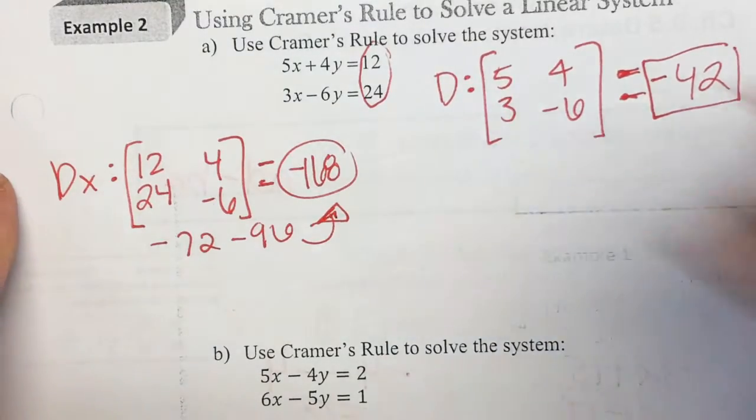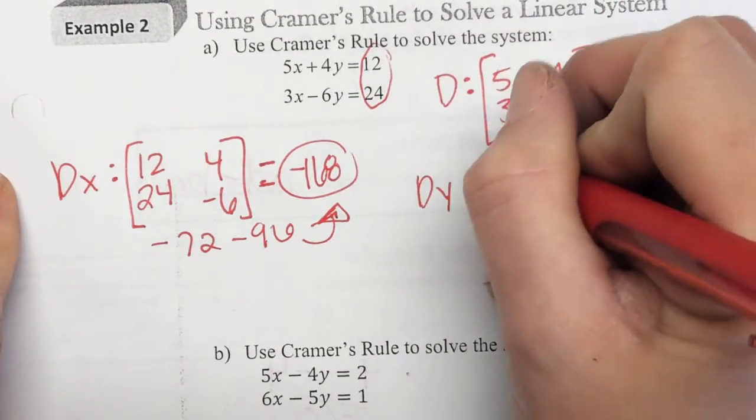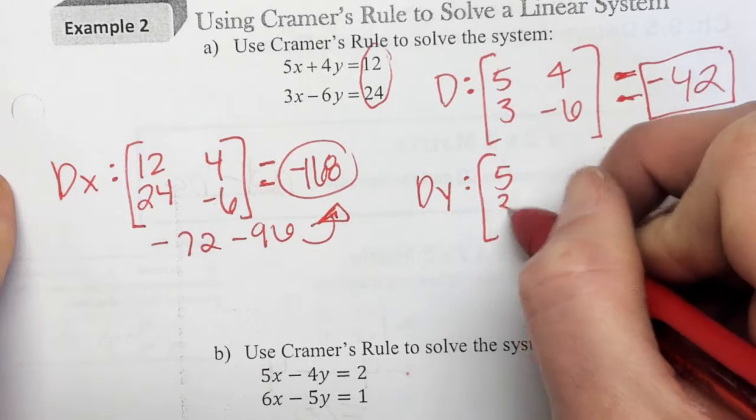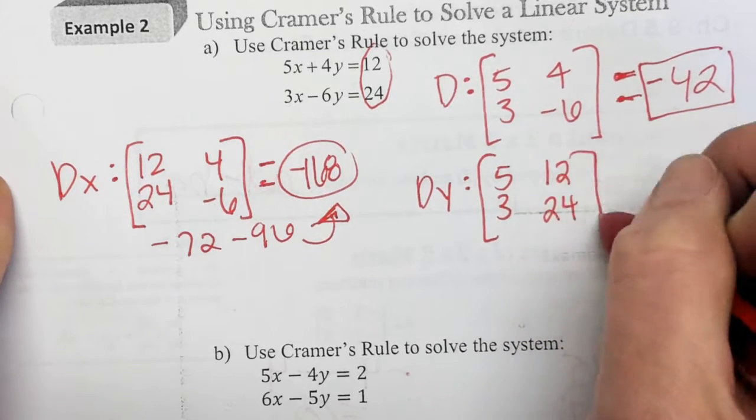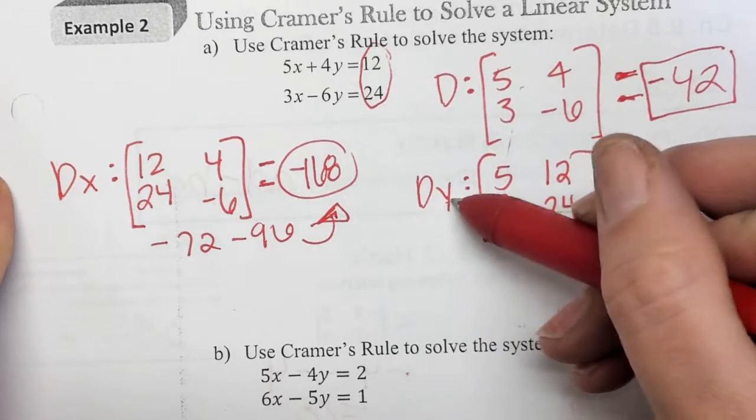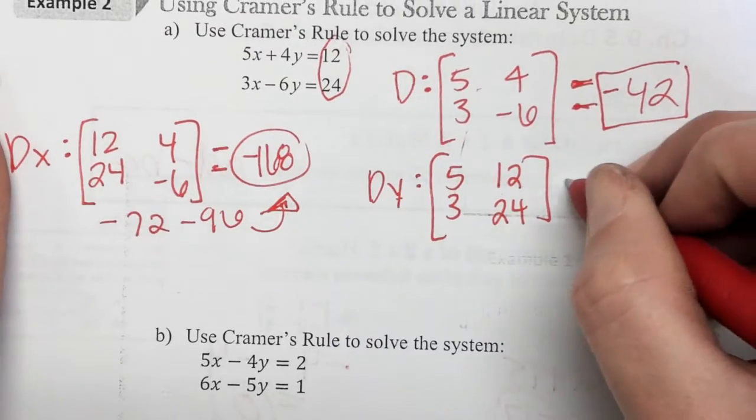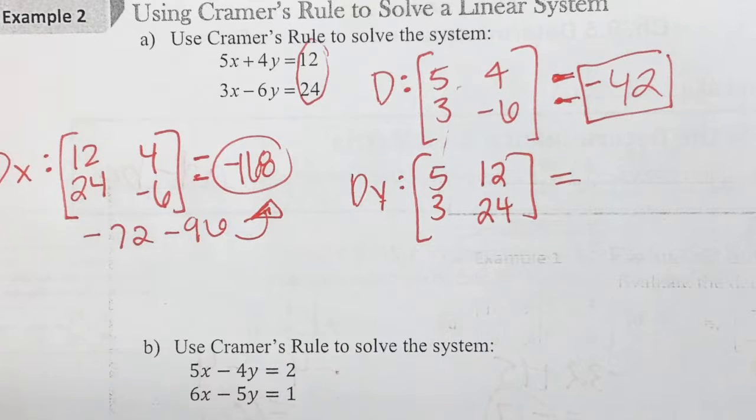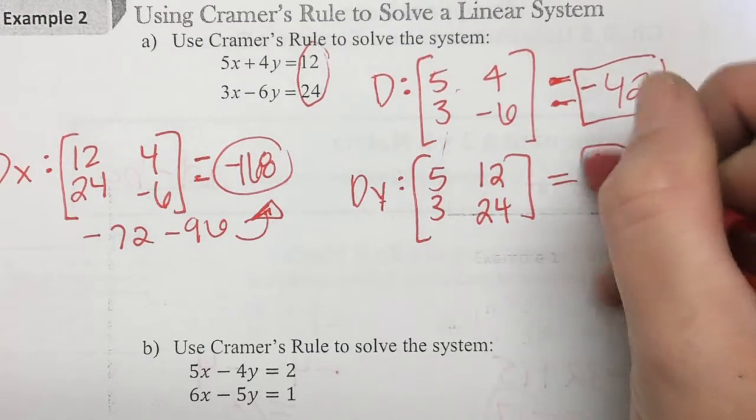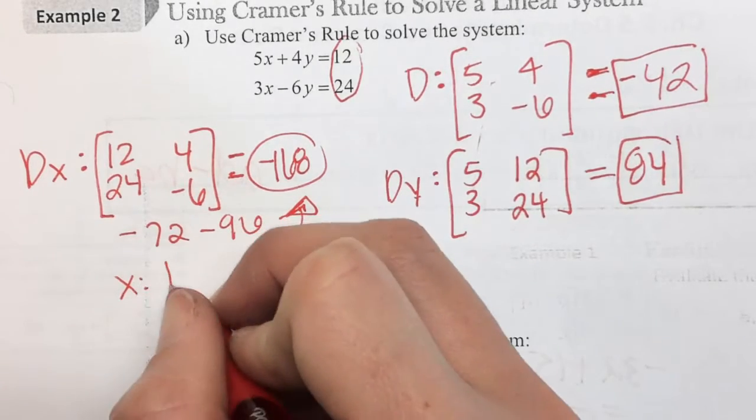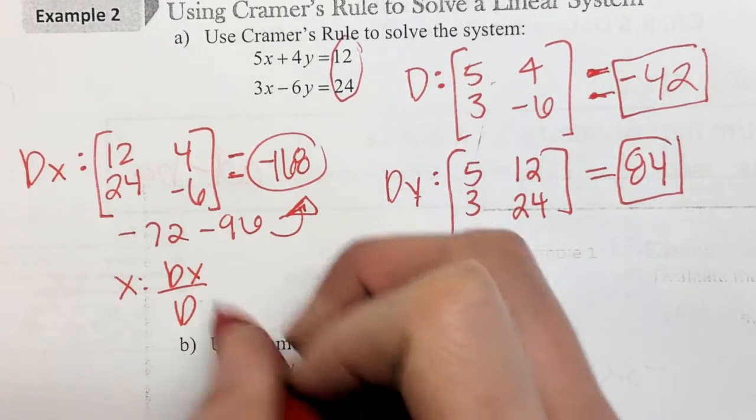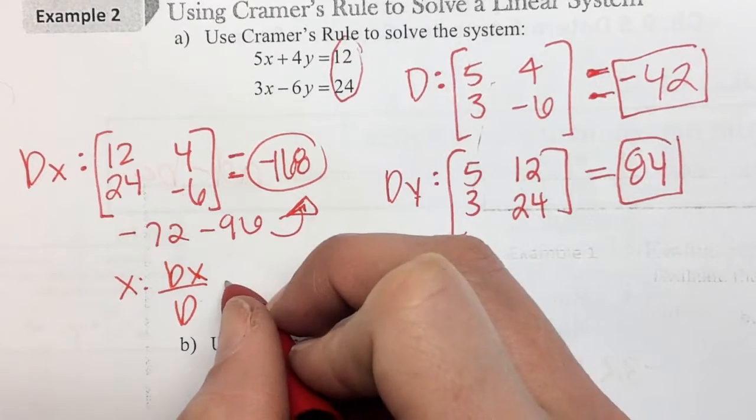And last one, we're going to find D of Y. So that means we leave the x values the same. We just replace the y's with what? 12 and 24. Again, leave the x values the same. Replace whatever this is with these values. Go ahead and find the determinant. And then just say it out loud when you have it. 84. Very good. Now we can have our answers. So x will always be D of X divided by D. And what was the determinant for D of X?